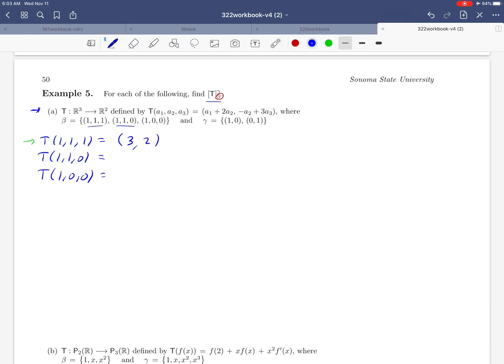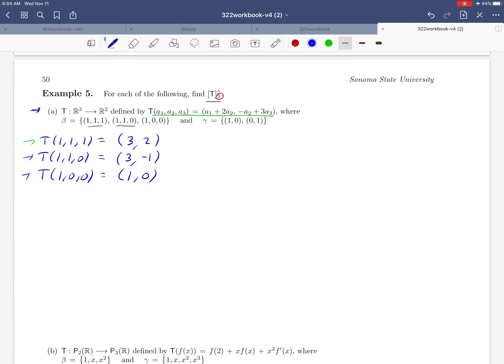So now we're ready for T of 1, 1, 0. This time a1 and a2 are 1 and a3 is 0. We substitute into our same formula, and that's going to give us a 1 plus 2, which is a 3 in the first coordinate. In the second coordinate, we're going to get negative 1 plus 3 times 0, which is just negative 1. And then finally, T of 1, 0, 0. This time, just a1 is equal to 1. All the other variables are 0, so we're just going to get a 1, 0 out of that.